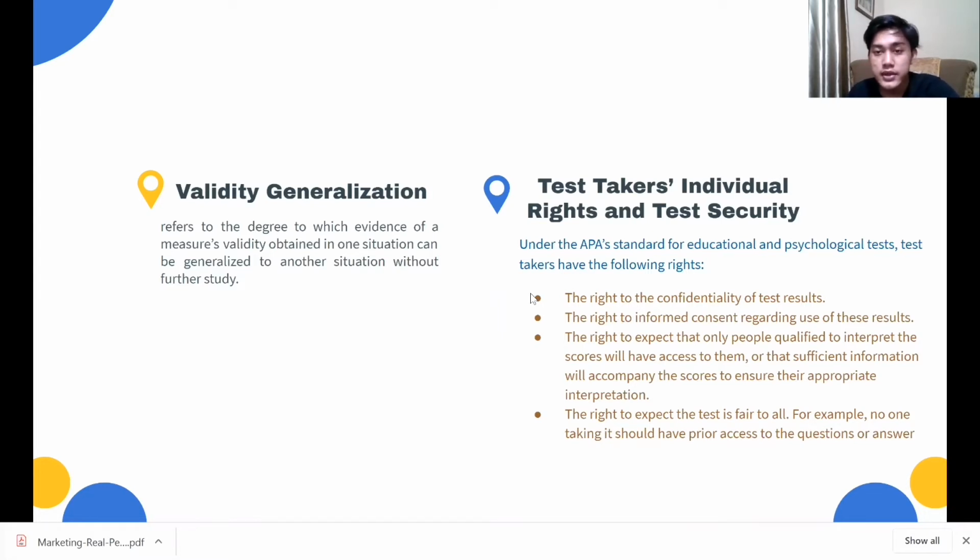Under the APA standard for educational and psychological tests, test takers have the following rights. There are four rights: the right to the confidentiality of test results, the right to informed consent regarding use of these results, the right to expect that only people qualified to interpret the scores will have access to them, or that sufficient information will accompany the scores to ensure their appropriate interpretation. And the last one is the right to expect the test is fair to all. For example, no one taking it should have prior access to the questions or answers. And also that the takers will have the test security.